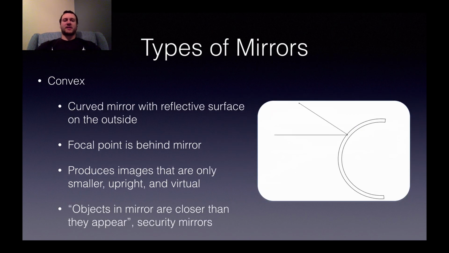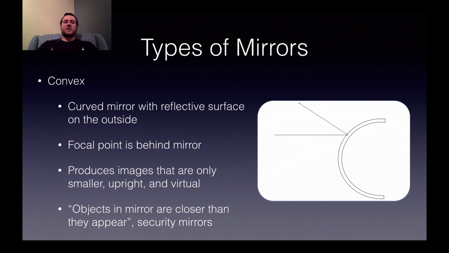Next type of mirror is convex. So convex is one of our two curved mirrors that we're going to look at, and this is when the reflective surface is on the outer part of the curve, as indicated by the diagram. We have our incident light coming in, and then the reflected light leaves. So the reflective surface is on the outside. Because it's curved, the curvature allows this to have a focus. For a convex mirror, that focus is behind the mirror. And because that focus is behind the mirror, that light that we get is going to attempt to converge behind the mirror where the light doesn't actually exist.